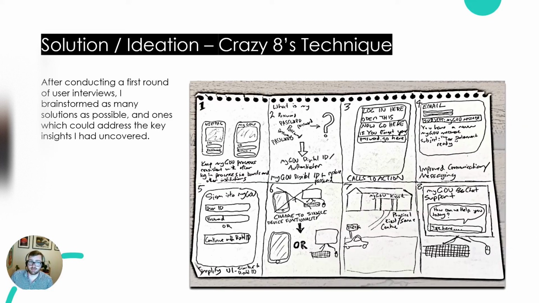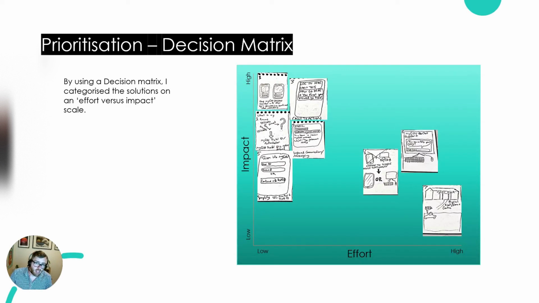So this is where I began my ideation phase, and I used what was called a crazy eights technique. It was essentially me just jotting down on paper and brainstorming as many possible solutions as I could, and ones which hopefully could address the key insights which I had just uncovered. To prioritize these solutions, I came up with a decision matrix, and I was able to categorize my solutions from the perspective of impact versus effort. So obviously prioritizing solutions which would create high impact, but also a low amount of effort.